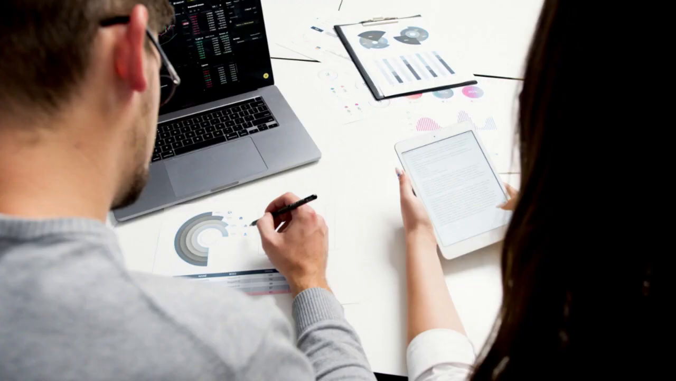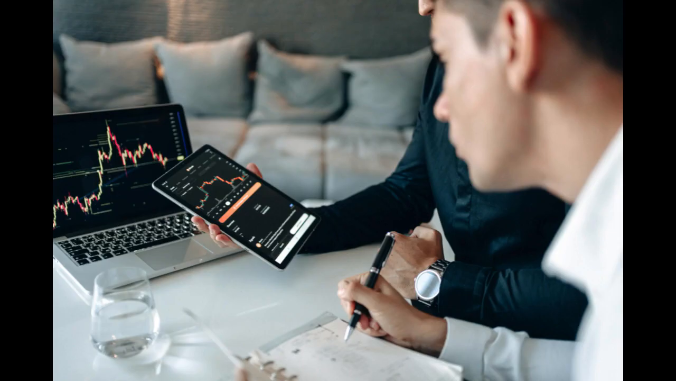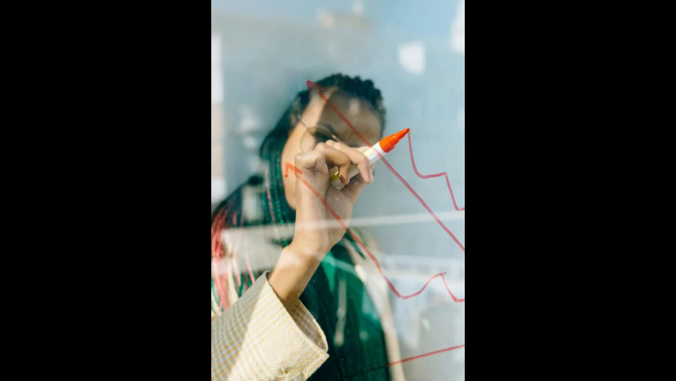2. Define your trading strategy. Determine your trading style and strategy based on your risk tolerance, financial goals, and time commitment. Decide whether you want to be a day trader, swing trader, or position trader. Develop a clear plan outlining your entry and exit criteria, risk management rules, and profit targets.